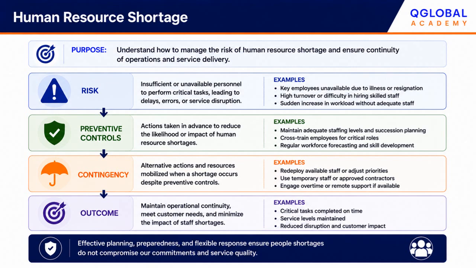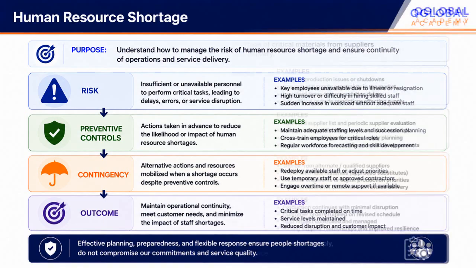This may involve assigning trained backup personnel, temporarily reallocating employees, using approved contract staff, or adjusting work schedules until normal staffing levels are restored. The expected outcome is simple: continue critical operations, maintain customer commitments, and minimize service disruption until the staffing situation returns to normal. Good workforce planning and flexible resource management ensure that temporary staff shortages do not become major operational problems.